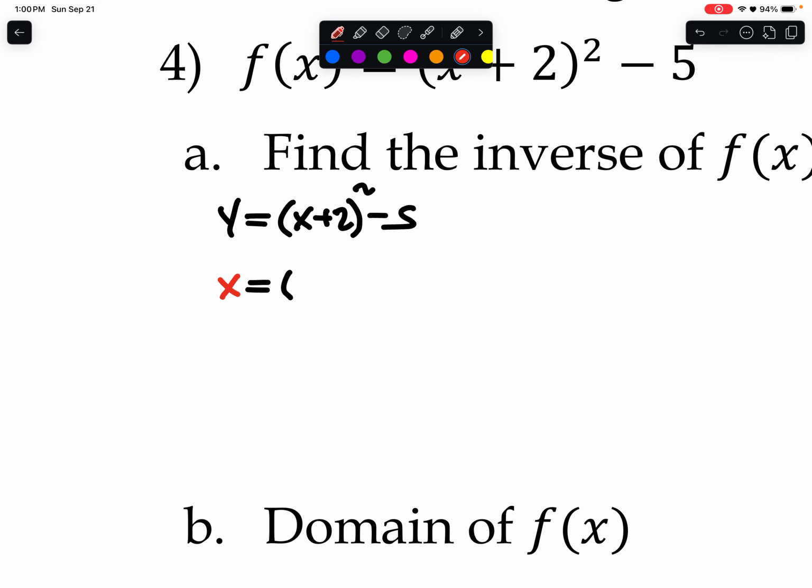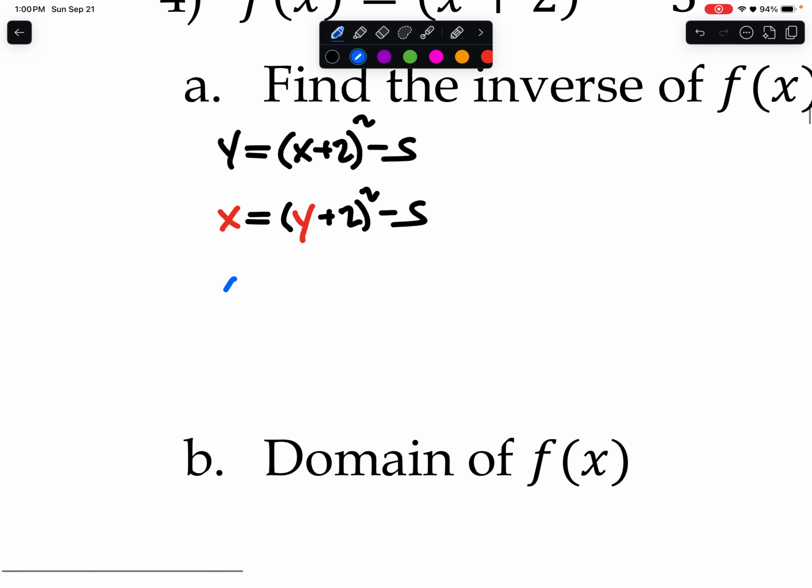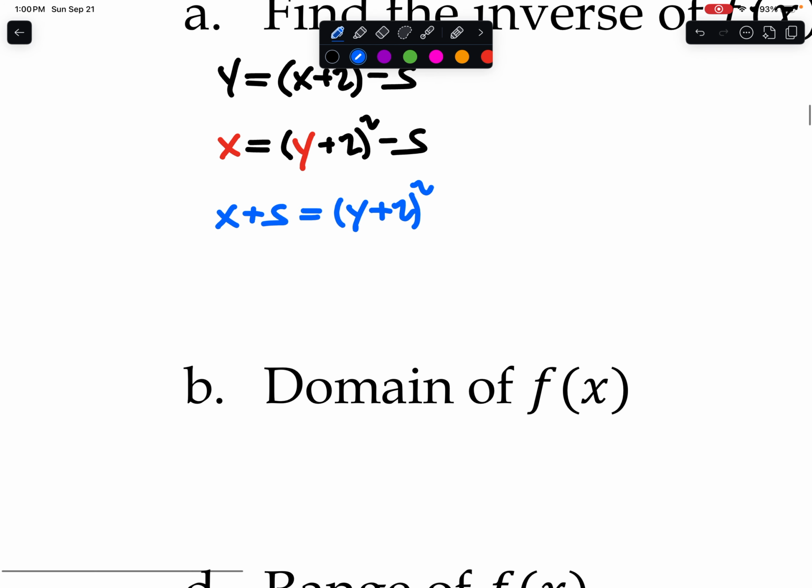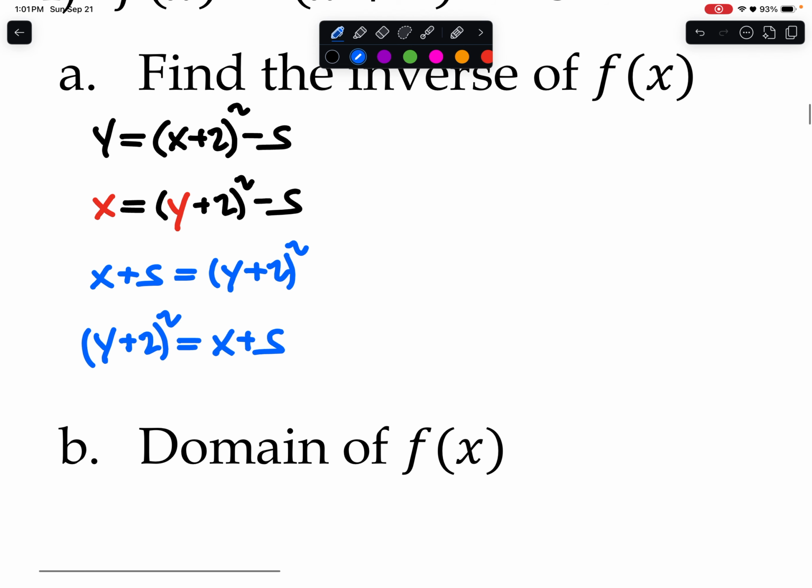So x equals (y + 2)² − 5. Now I'm going to add 5 on both sides, so x + 5 equals (y + 2)². I'm going to go ahead and flip the sides, so (y + 2)² equals x + 5. I always like having the variable I'm solving for on the left side.